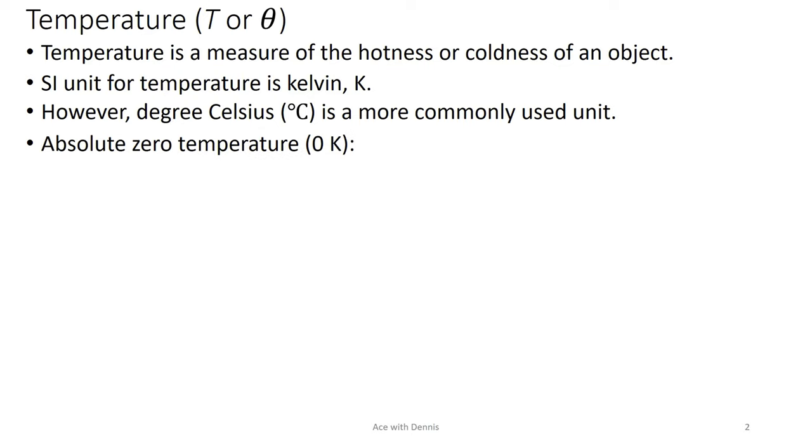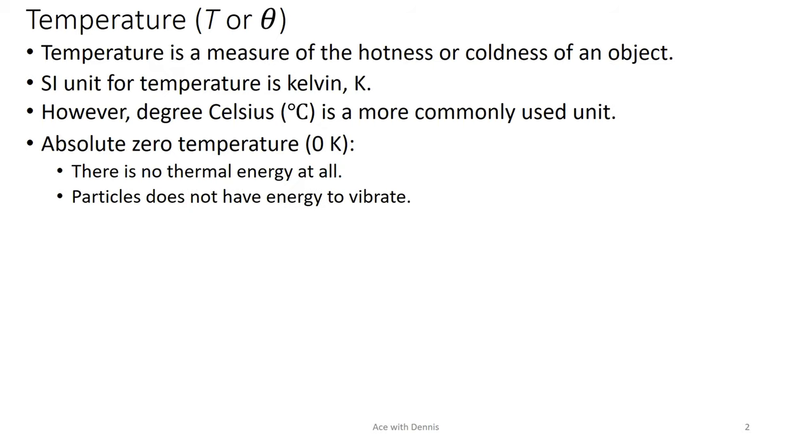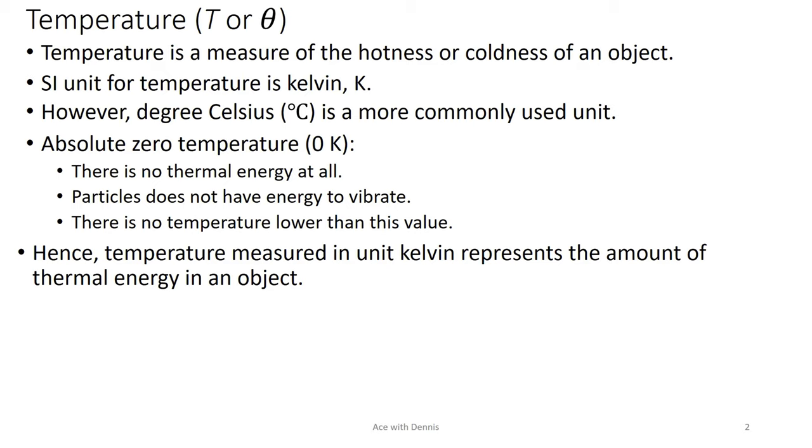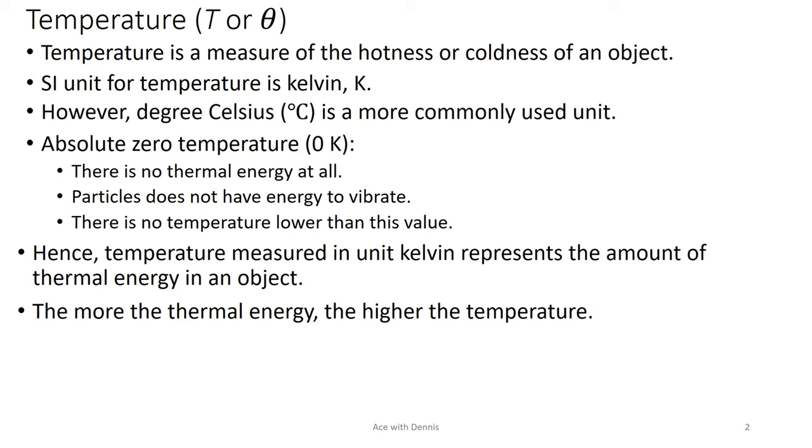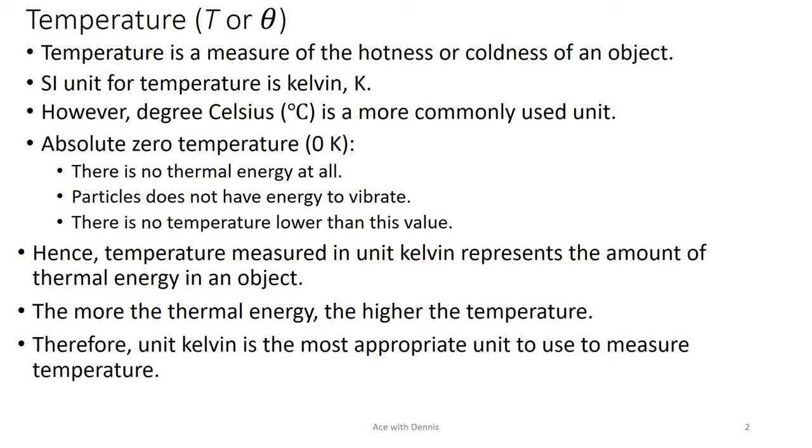Now, let's talk about absolute zero temperature, 0 K. What does it mean? It means there is no thermal energy at all. Particles do not have energy to vibrate. There is no temperature lower than this value. Hence, temperature measured in unit Kelvin represents the amount of thermal energy in an object. The more the thermal energy, the higher the temperature. Therefore, Kelvin is the most appropriate unit to measure temperature. Temperature is a scalar quantity.